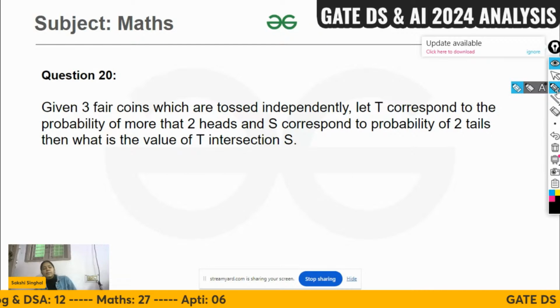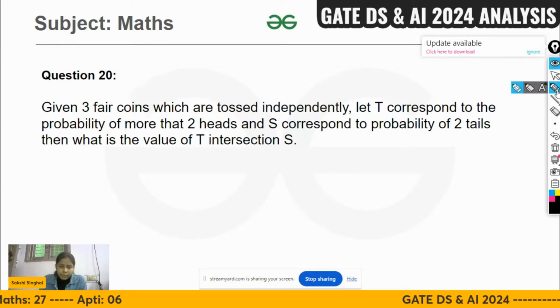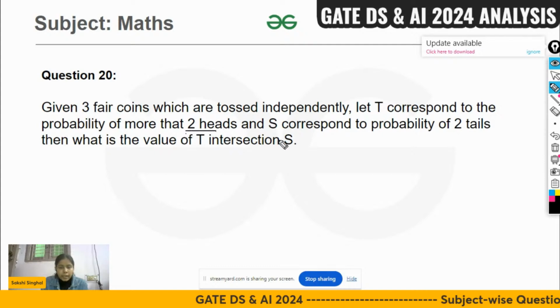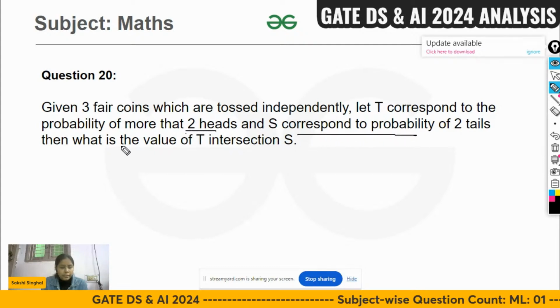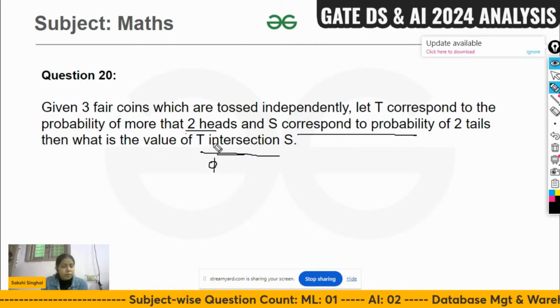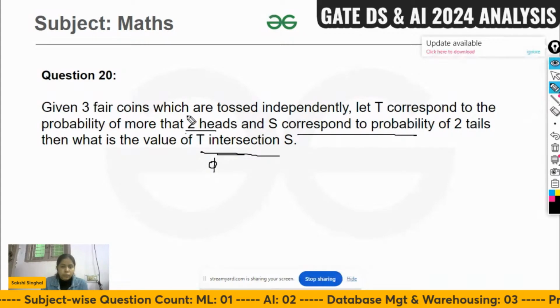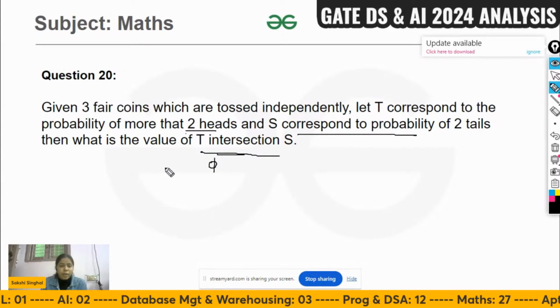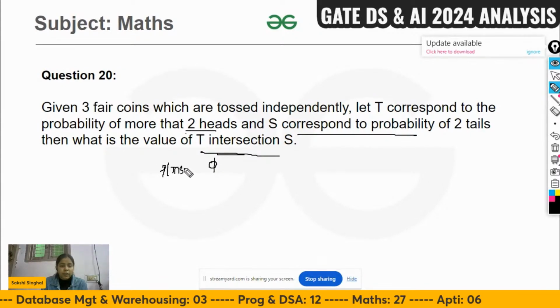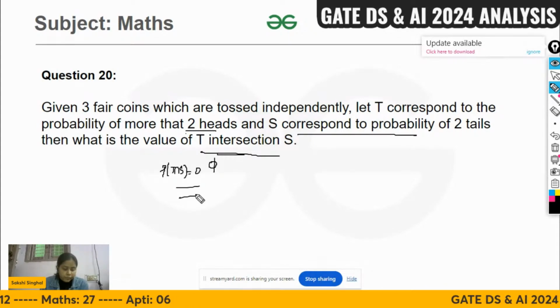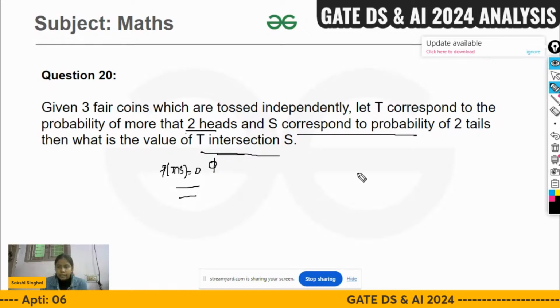Just tell me, guys. Given three fair coins tossed independently, T corresponds to more than two heads and S corresponds to two tails. If you are getting more than two heads, then you cannot get two tails, right? So the probability of T intersection S would be 0 in this case. So 0 would be the answer.